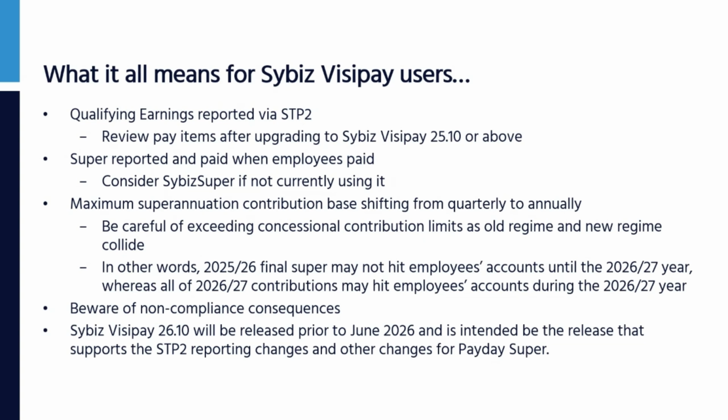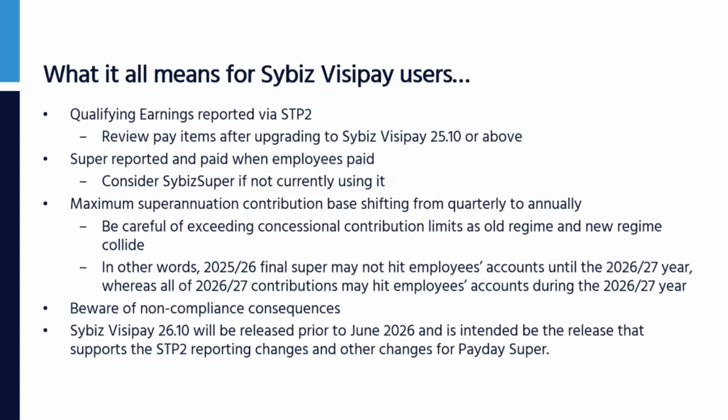So in Sybiz Visipay 2510, which is the version that's out at the moment, we do have a flag. It's actually labelled at this point in time ordinary time earnings, but that's going to be changing to qualifying earnings, because qualifying earnings, even though it was originally in the exposure draft, the ATO basically said, oh, that's just going to be something that's pretty much under the hood. But as they've looked at it more technically, they've gone, oh, hang on a minute, this is a concept that's going to need to be elevated above ordinary time earnings.